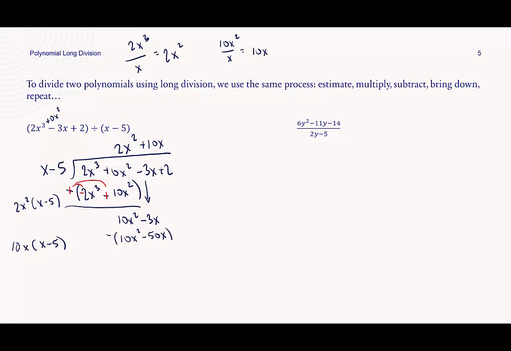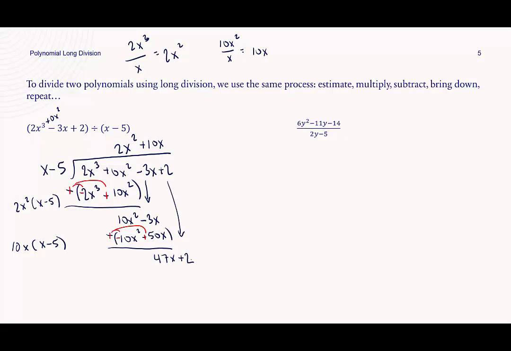This whole thing gets subtracted. And I'm going to change my signs. That's a negative. That's a positive. That becomes a plus sign. Now I'm ready to combine. 10x squared and negative 10x squared cancel out. Negative 3x and positive 50x make positive 47x. Oh my goodness. Bring down the next term, plus 2.